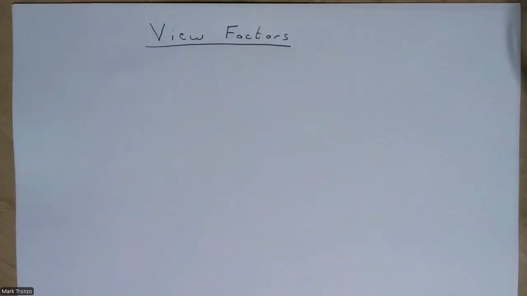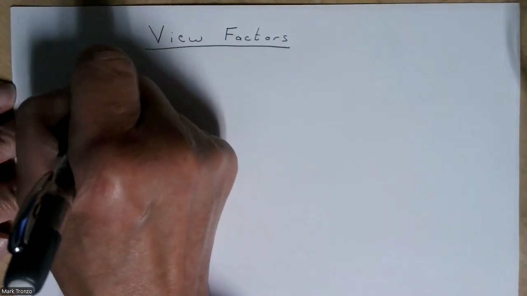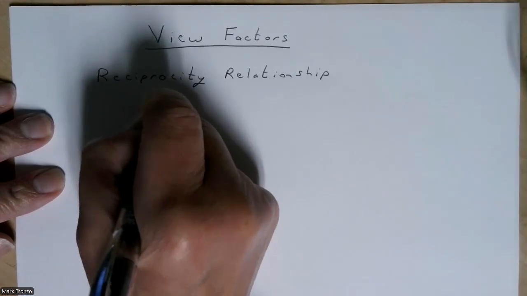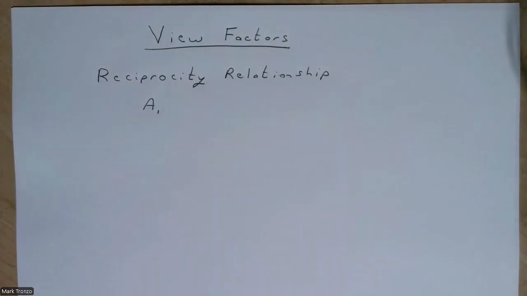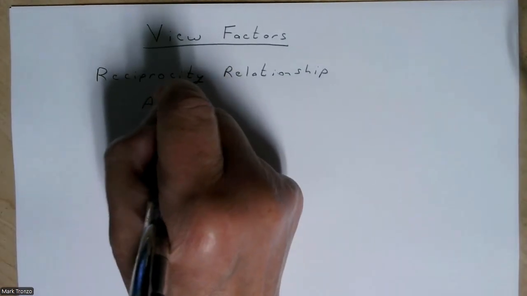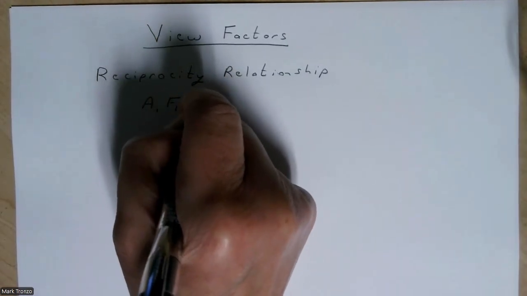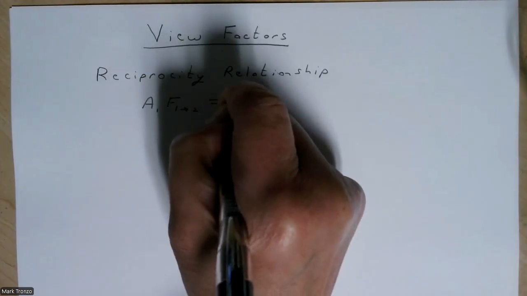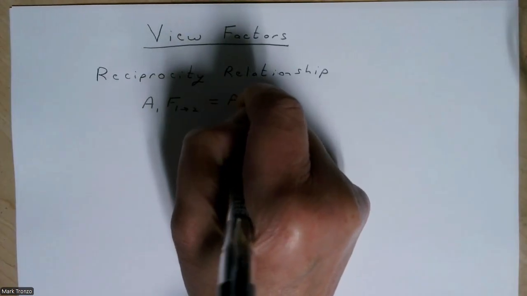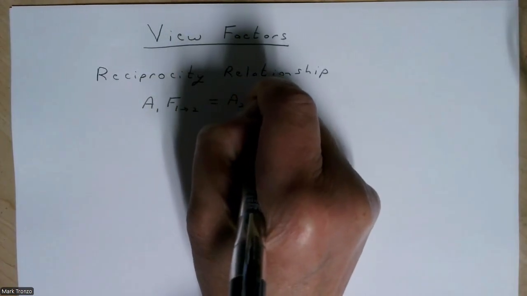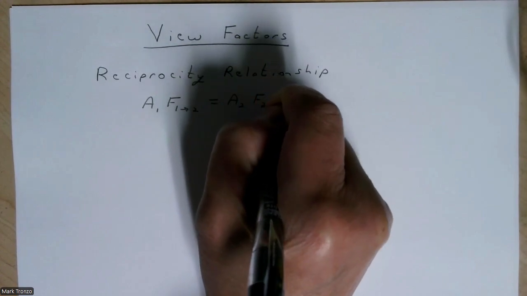We're going to continue to look at view factors, and we're going to talk about the reciprocity relationship. The reciprocity relationship says that area 1 times view factor 1 to 2 is equal to area 2 times view factor 2 to 1.